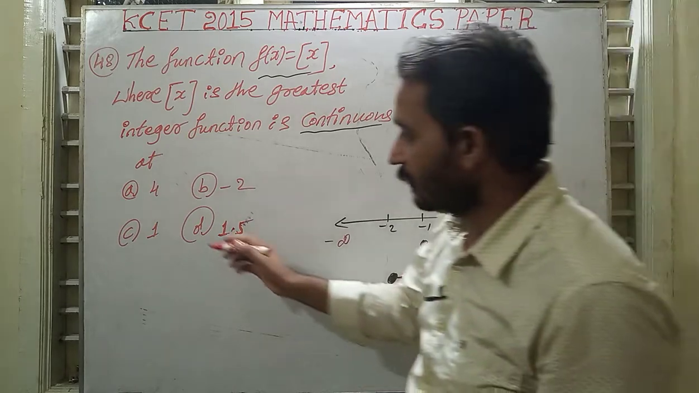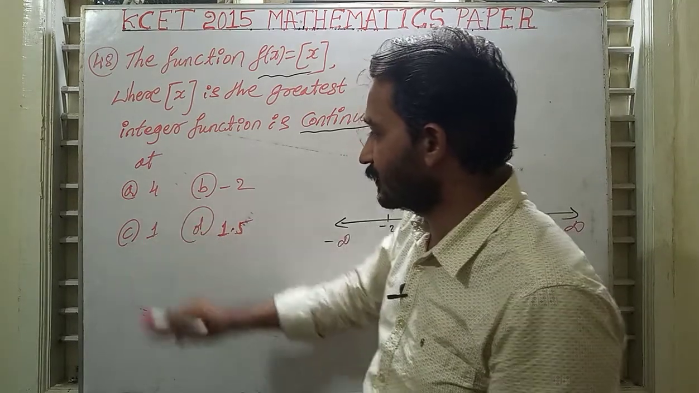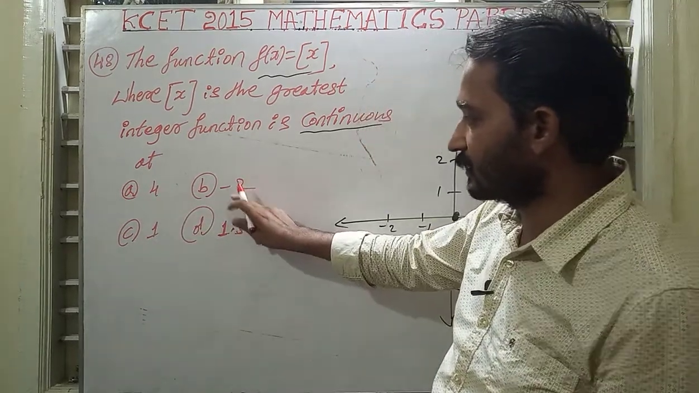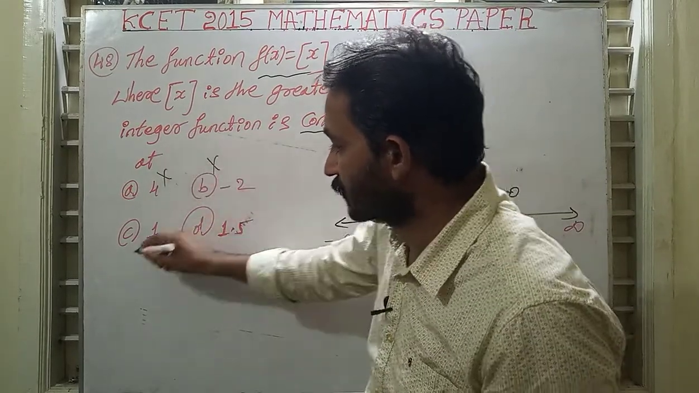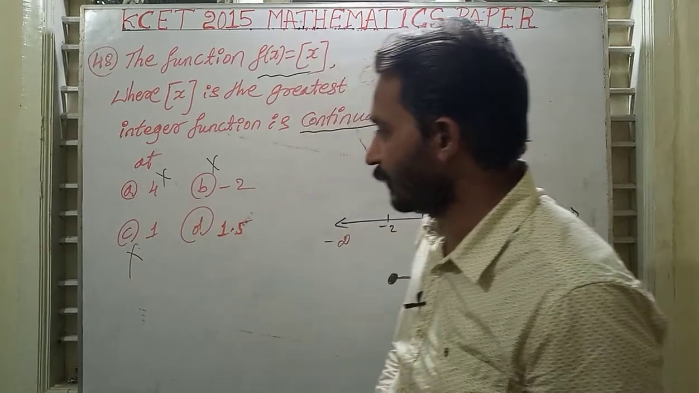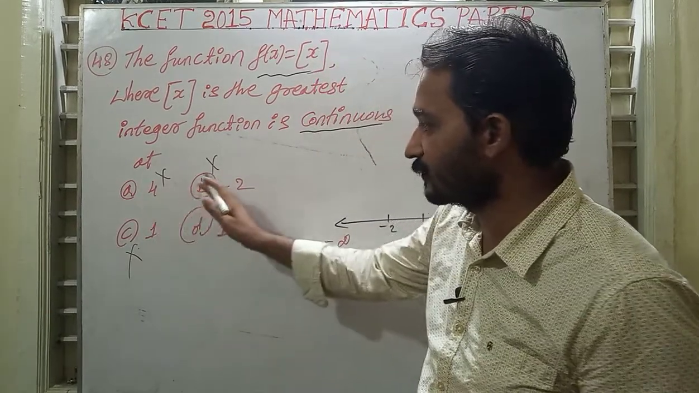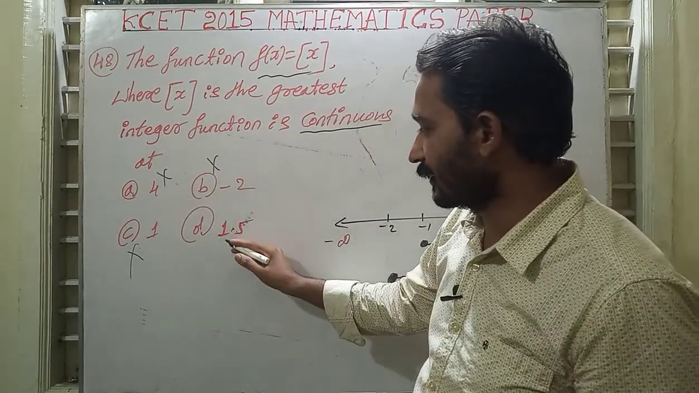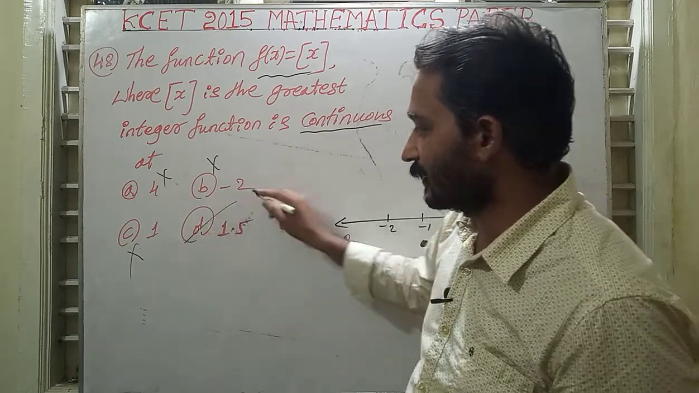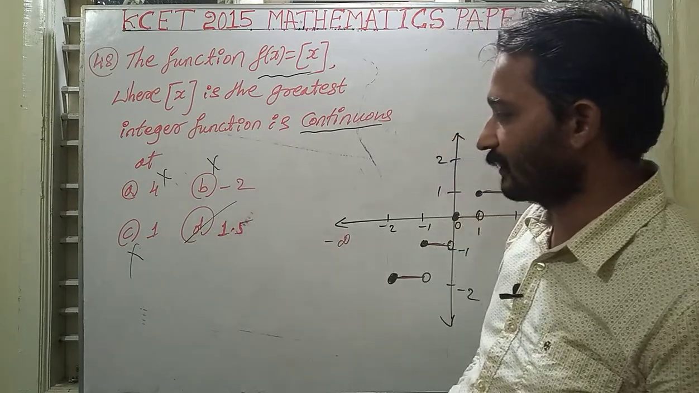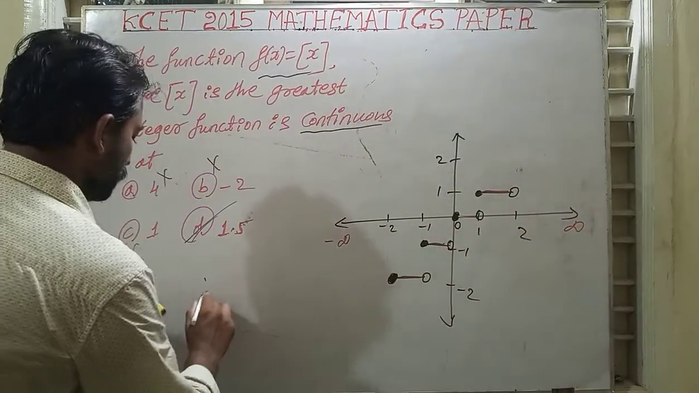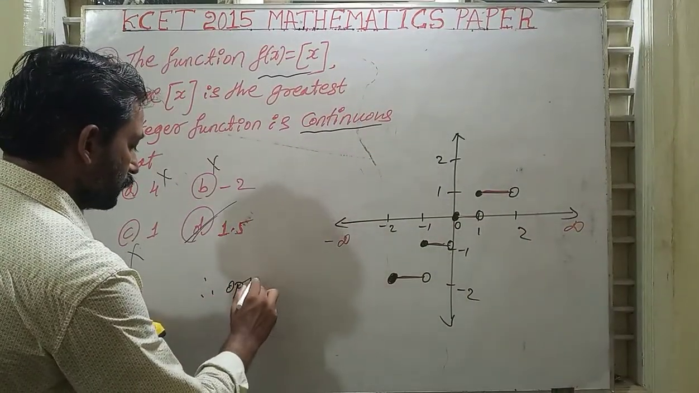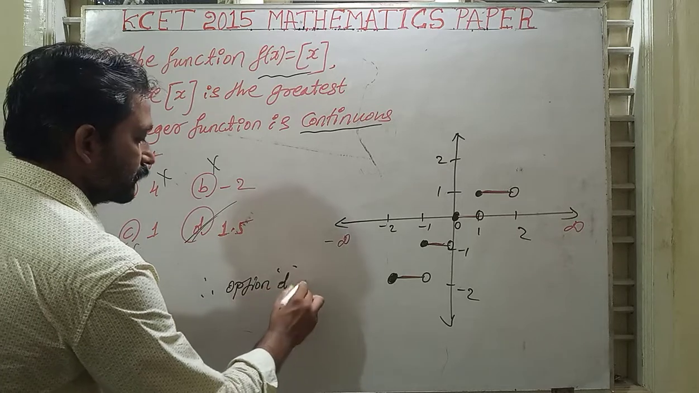So see the options. 4 is a discontinuous point, -2 is a discontinuous point. This is wrong. This is also wrong. Option C, 1, is also a discontinuous point because all these three options are integers. So this is not an integer, 1.5. So it is continuous at that point, 1.5. Good answer. So therefore option D is correct.